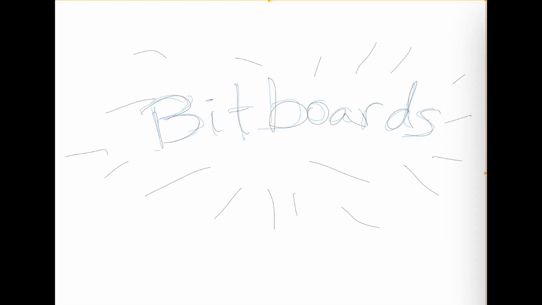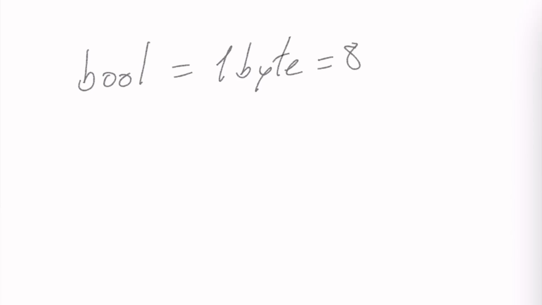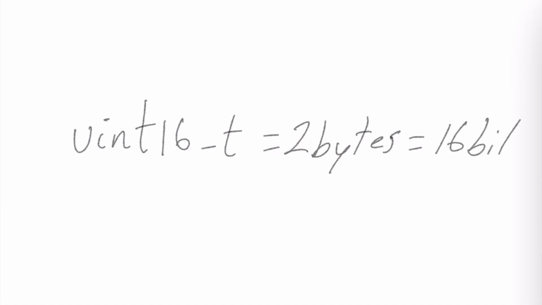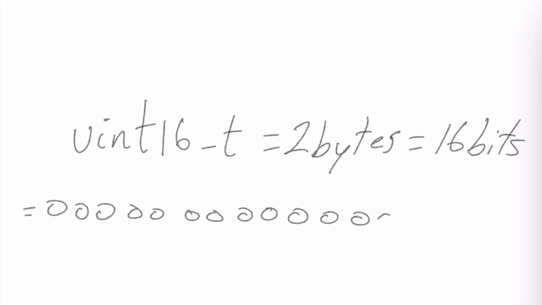It's called bitboards. You might be asking, what's a bitboard? It's something pretty easy to understand. But before that, we need some theory behind. Every variable takes up space. A boolean, which is a true or false switch, is 1 byte big, which is 8 bits long. You can imagine it as 8 zeros. An integer has 4 bytes, that's 32 bits. We'll be using the unsigned 16-bit integer. So we have a lot of zeros in a row.